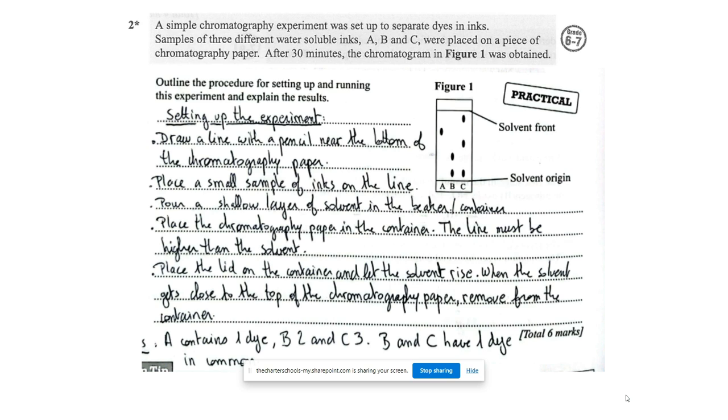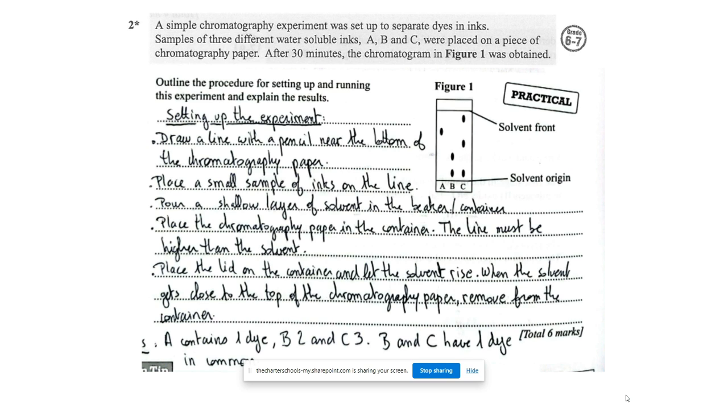Okay. You're going to place the lid on the container to prevent the solvent from escaping, and you're going to let the solvent rise. When the solvent gets close to the top of the chromatography paper, remove it from the container, and then you can analyze the results. It's really important to use pencil for the line, not a pen, because otherwise the ink would smudge and that would ruin your result.